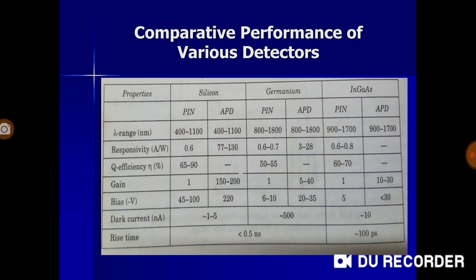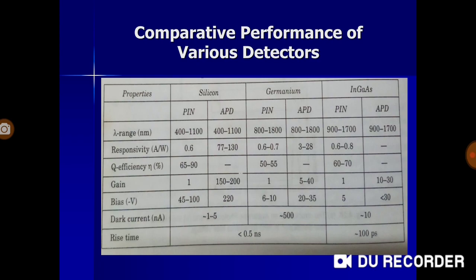Then for germanium, it is 0.6 to 0.7, again as in the case of silicon only. PIN diodes have almost the same range. Here, for APD, the germanium-made APD is 3 to 28, lesser than the silicon APD. And for indium gallium arsenide, it is 0.6 to 0.8, so it is almost the same range for PIN diodes. For APD with indium gallium arsenide, responsivity does not matter over there, because APDs are usually not made of this material.